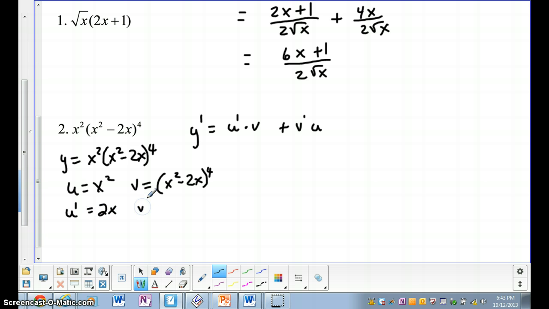Our derivative of v, using the chain rule, we would multiply our exponent times our coefficient here, so we have 4. We leave our inside the same, x squared minus 2x. We subtract 1 from our exponent. Then we multiply by the derivative of the inside, which would be 2x minus 2.